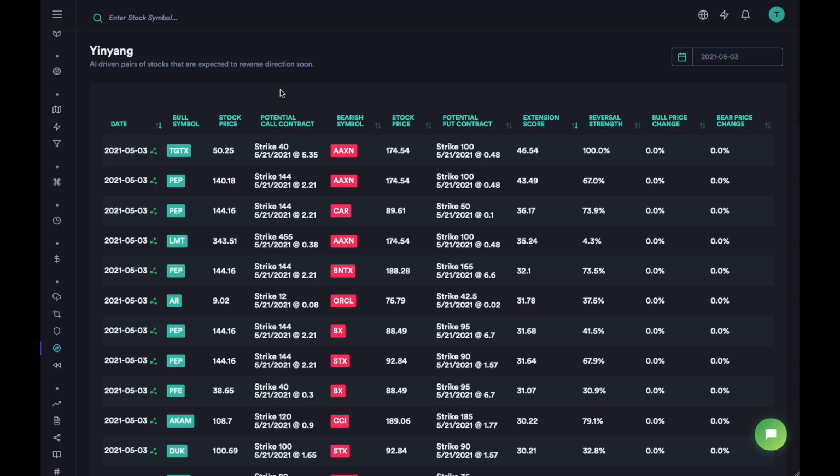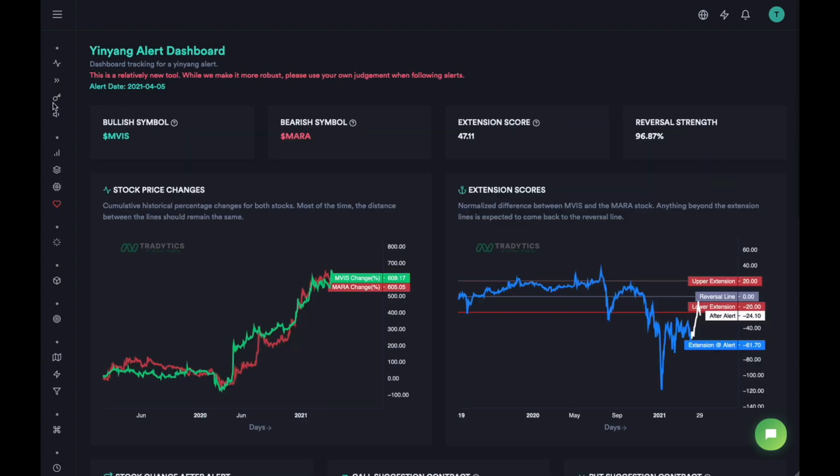What this tool basically does is, I'm actually going to open up the dashboard for one of the trade ideas. It looks at a pair of stocks and finds stocks whose prices always move at the same distance from each other. In technical terms, this means that they are cointegrated with each other. In layman's terms, that just means that the distance between their price always remains the same.